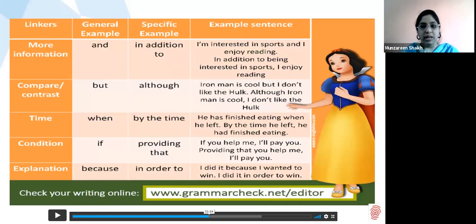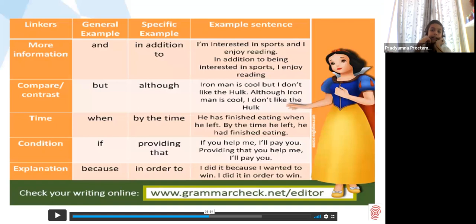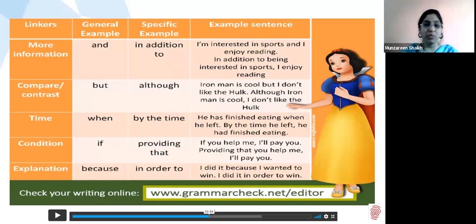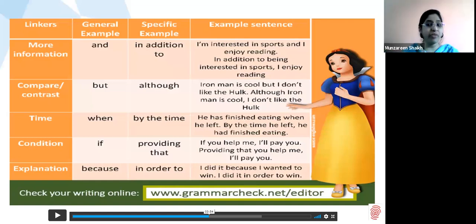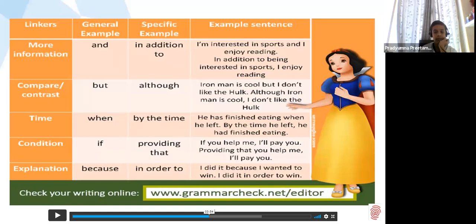Okay, good. If you help me, I'll pay you. What is the condition over here? "If" is the condition used. And what is the sentence saying? Only if you will be able to help me, I'll be able to pay you. That's the condition. Next is: Providing that you help me, I'll pay you. Again, the condition is there, but instead of "if", which linker are we using here? Providing that.